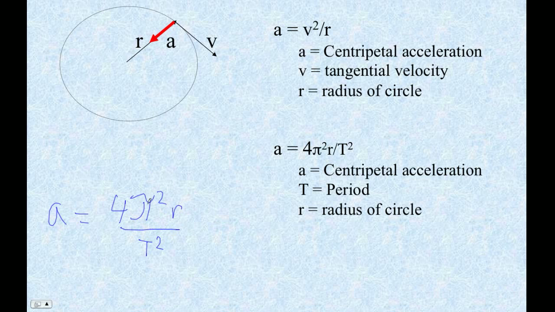Now notice that the pi is squared, r is not squared. The units for this will be meters divided by seconds squared, because the period is in seconds, right? Radius of the circle is in meters, right? Centripetal acceleration is, therefore, in meters per second squared. So it's just another formula. If they tell you the velocity, use this formula. If they tell you the period, use this formula. It's just that simple. Another formula, okay?